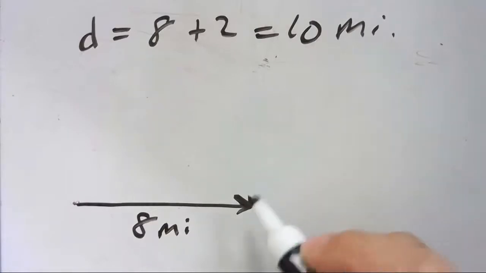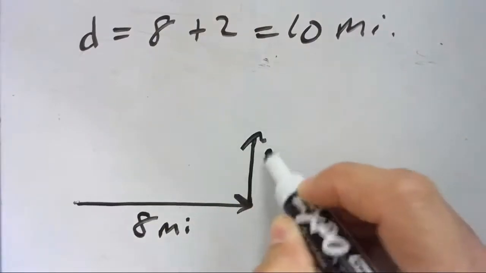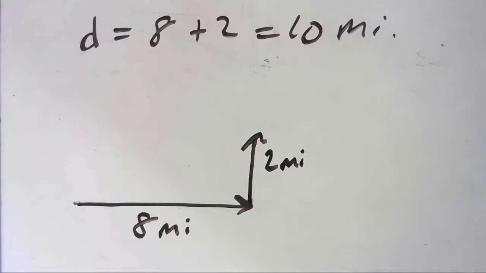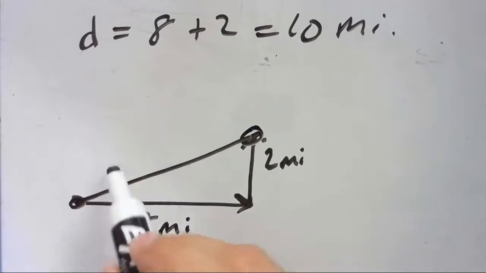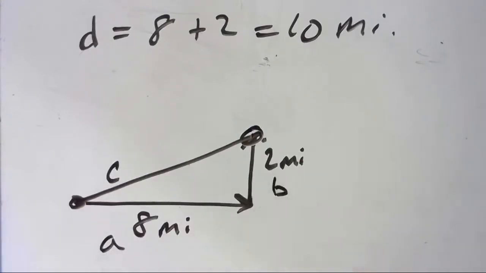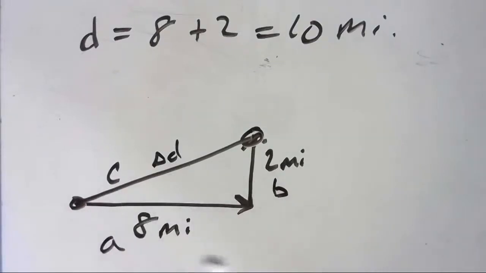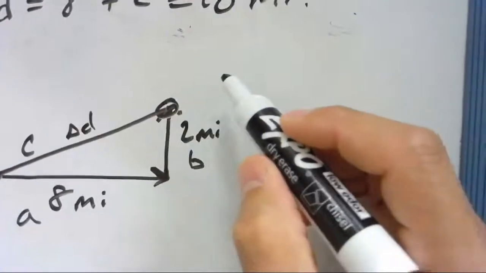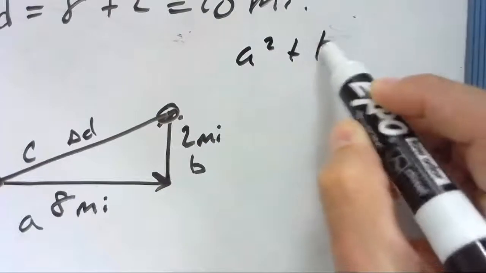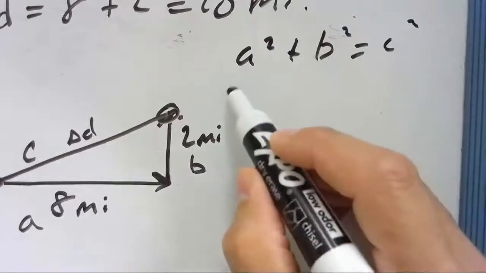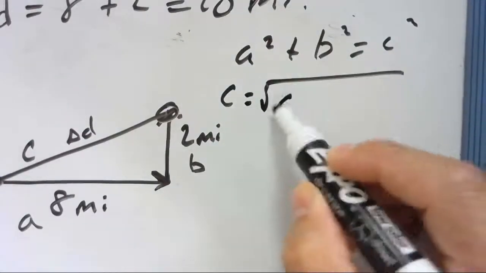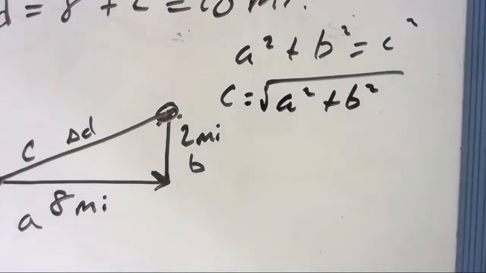We need to make this actually match what the problem said. He went 8 miles to the east, and then from this point, he goes 2 miles north. Right? So we want to know the displacement. The displacement, once again, is the straight line distance from the beginning to the end of the trip. And the straight line between those 2 points, I hope you can see, forms the hypotenuse of a triangle ABC. The displacement is the hypotenuse. So yes, we are going to do some Pythagorean theorem. A squared plus B squared equals C squared. Algebraically, to solve for C, all we need to do is take the square root of whatever A squared plus B squared is.